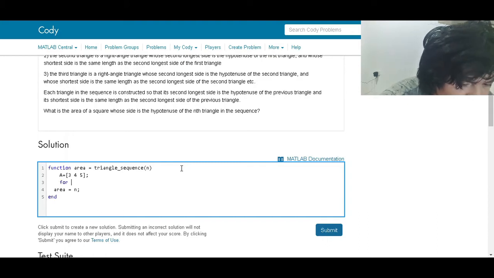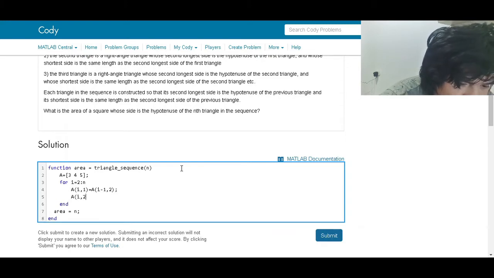So we're going to say for i equals 2 through n, A, which is the matrix, i and 1, because it's going to be the first value for the shortest side of the triangle, is going to be equal to A i minus 1, 2. And then the same thing we're going to make for this.